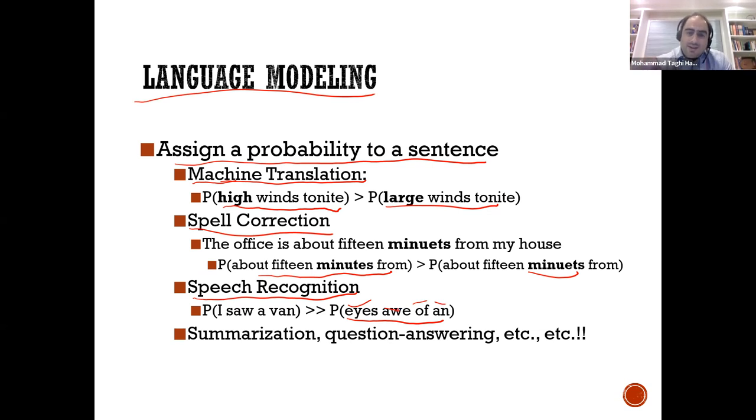So this kind of language modeling, where you try to give the probability of correctness to each sentence, has lots of usefulness. It is very useful in many applications, as well as summarization, question answering, etc.